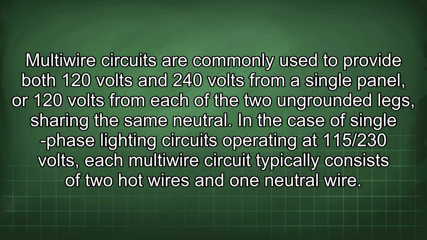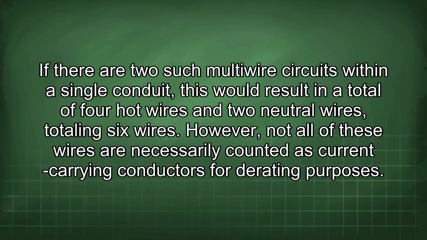In the case of single-phase lighting circuits operating at 115/230 volts, each multiwire circuit typically consists of 2 hot wires and 1 neutral wire. If there are 2 such multiwire circuits within a single conduit, this would result in a total of 4 hot wires and 2 neutral wires, totaling 6 wires. However, not all of these wires are necessarily counted as current-carrying conductors for derating purposes.